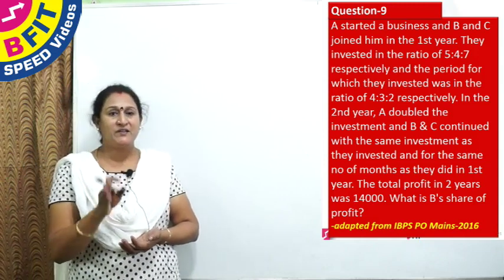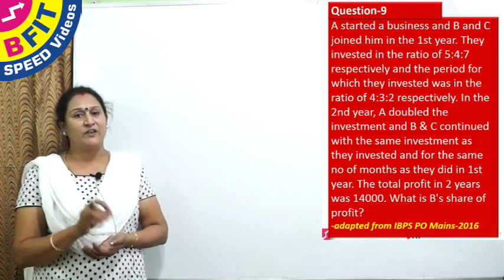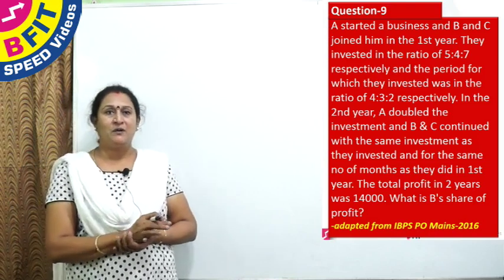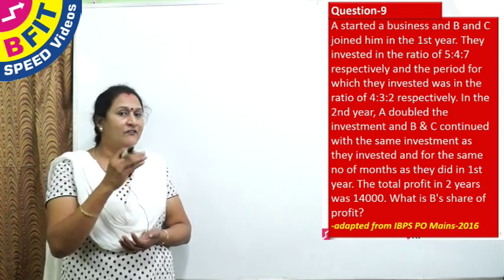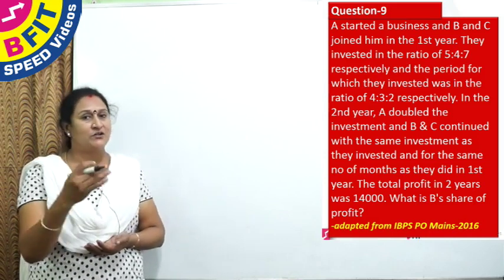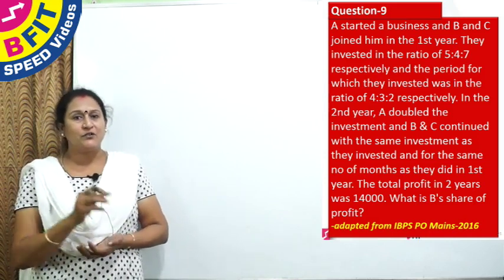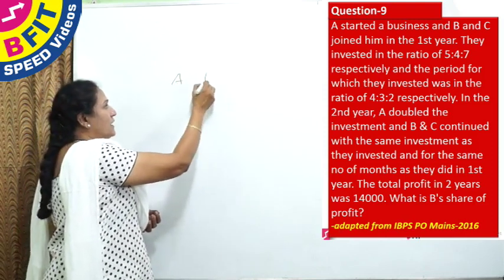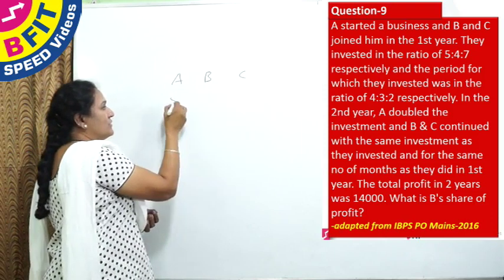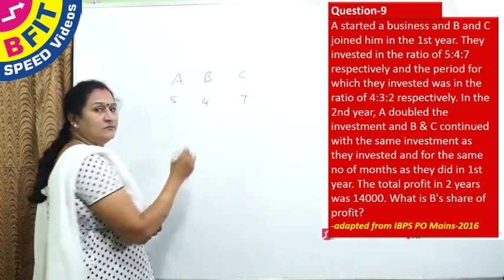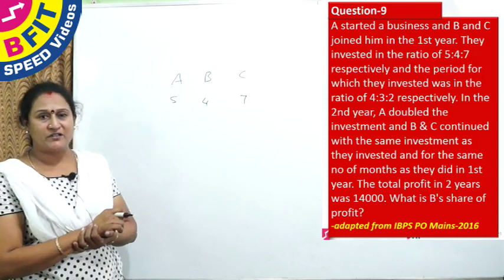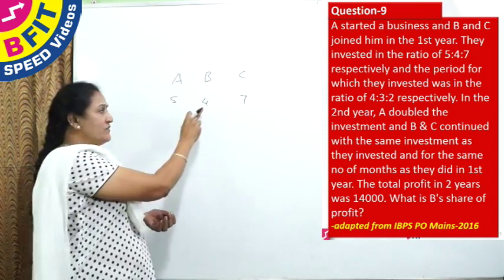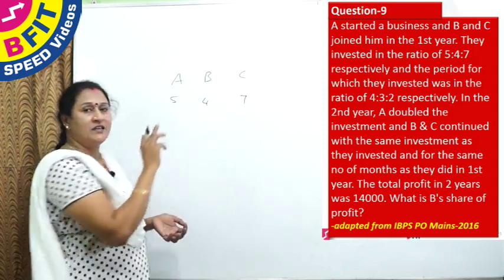So to find B's share, we'll find the total ratio of investment for 2 years. As we are going to find another ratio, whatever ratio is given, I'll assume that ratio itself as the values. So for the first year, what is the investment made by A, B and C? It is 5:4:7. I'll assume that A is investing 5 lakhs, B is investing 4 lakhs and C is investing 7 lakhs.